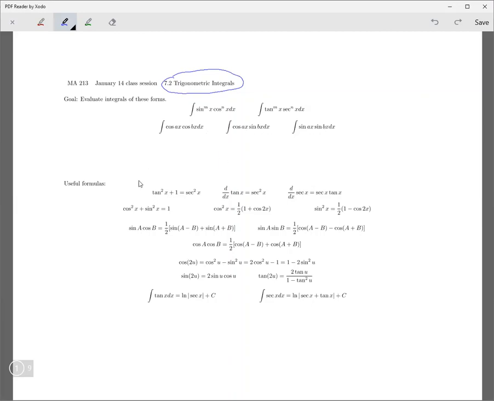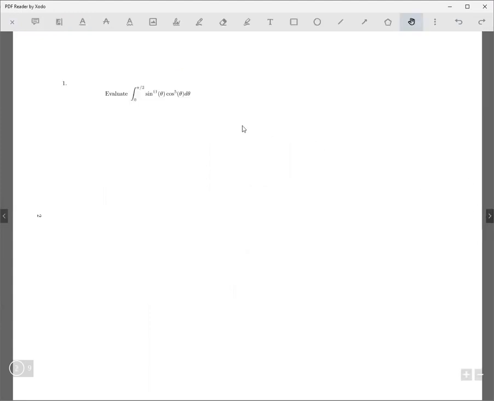There's a bunch of useful formulas to do these. Let me show you a bunch of examples, but here are the formulas that we use for those. Let's go to the examples from the homework. The first one is evaluating this integral. You have sine to the 11th and cosine to the 5th.